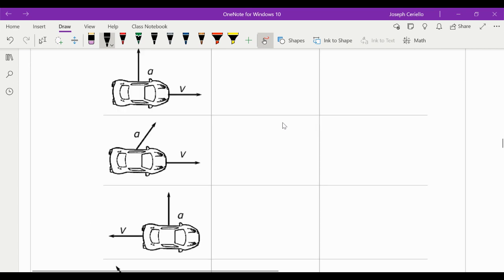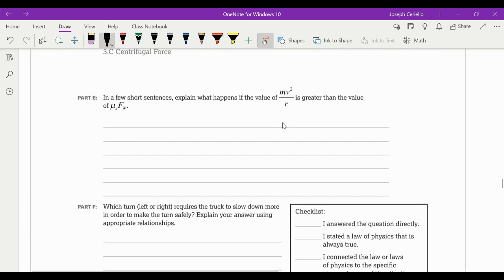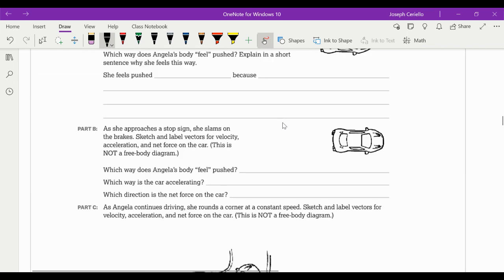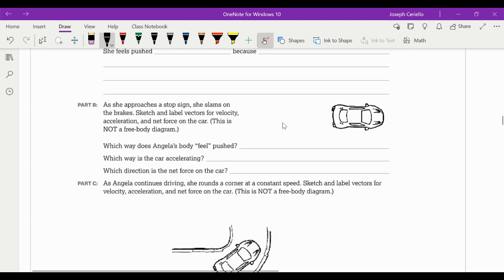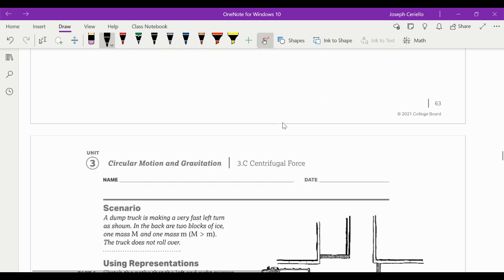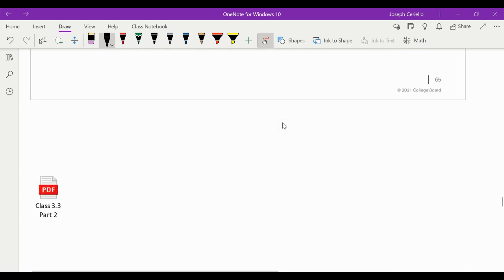So for these questions here, please try these on your own first, and then I will post the solutions to them, but please try them on your own first. Okay, so for these four pages here, try them on your own first.